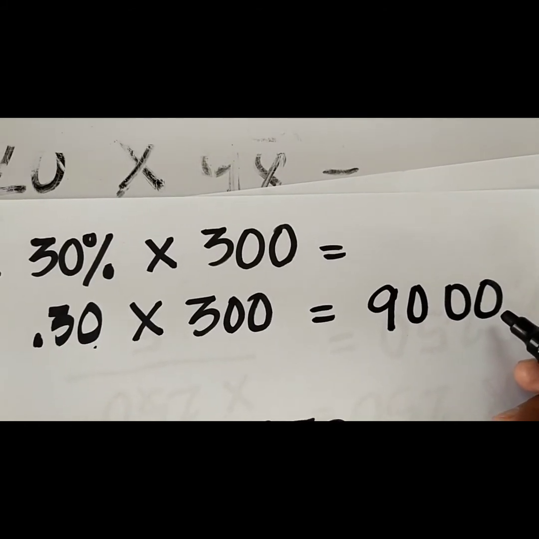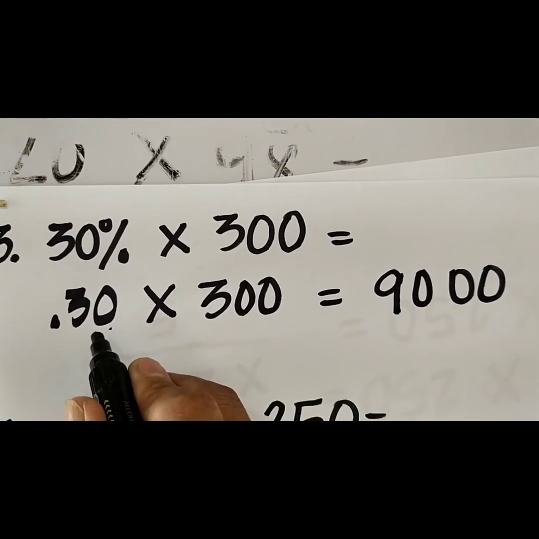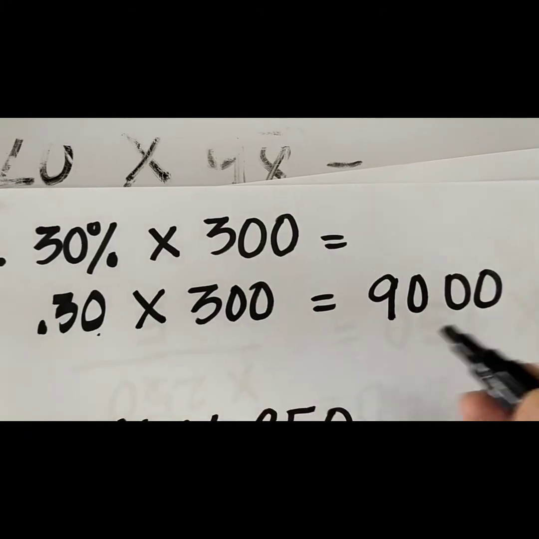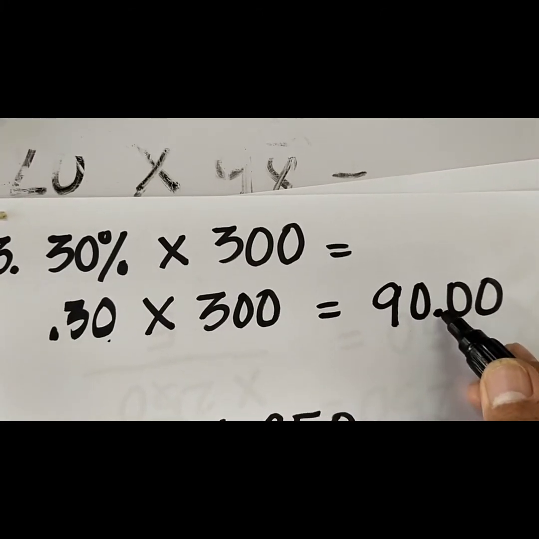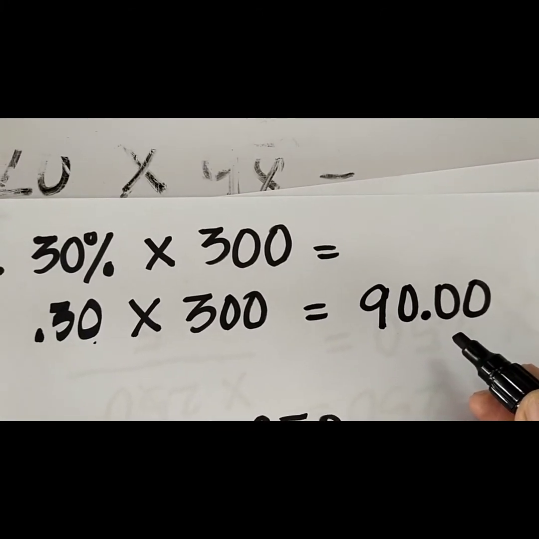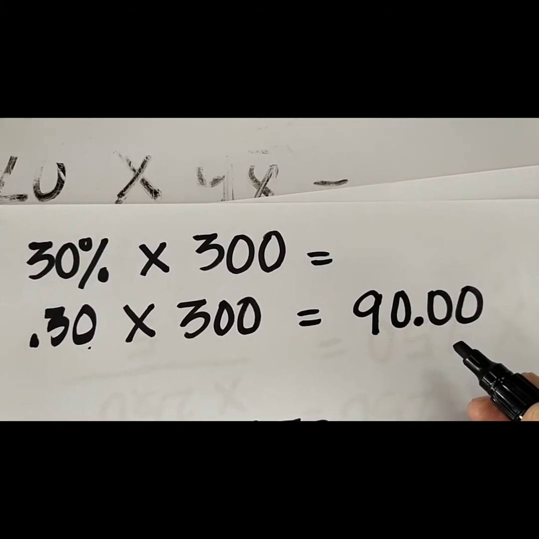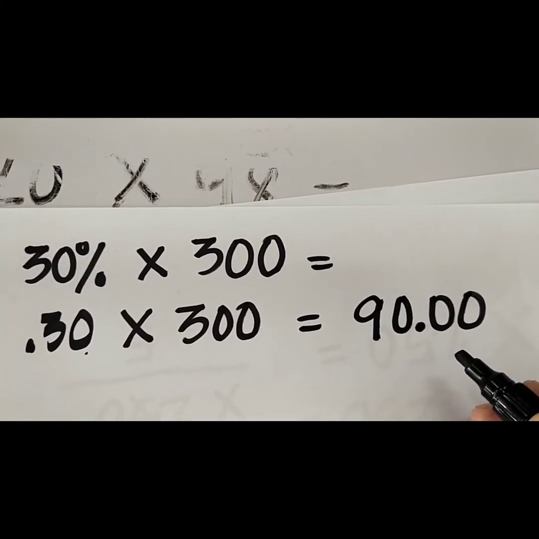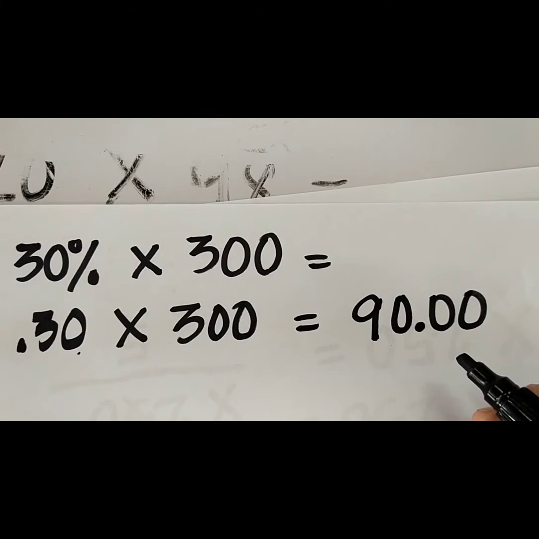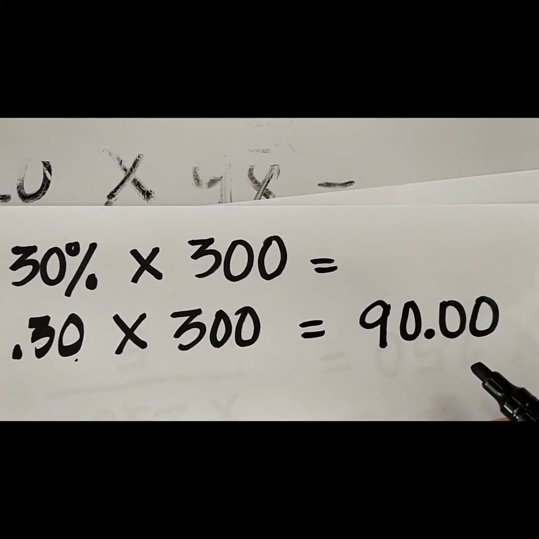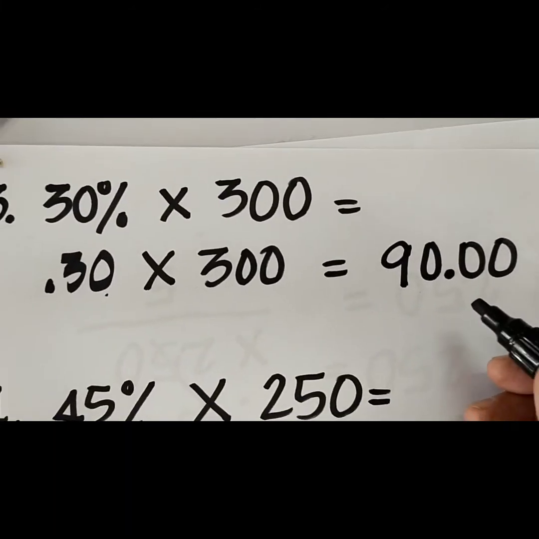1, 2, 3. 1, 2, 3. Count the decimal places in your multiplicand. 1, 2. So this is now your final answer without doing the long method. So as I told you, if it is possible to apply a shortcut, then apply the shortcut. Let's go to item number 4.